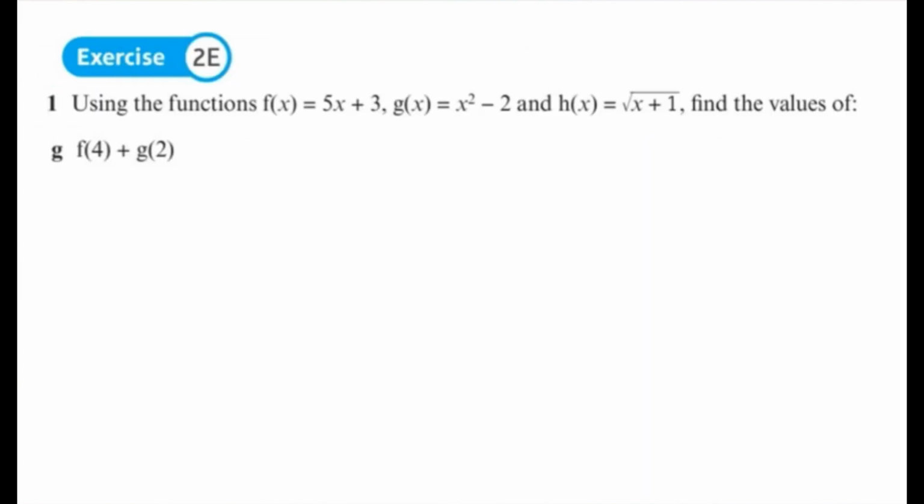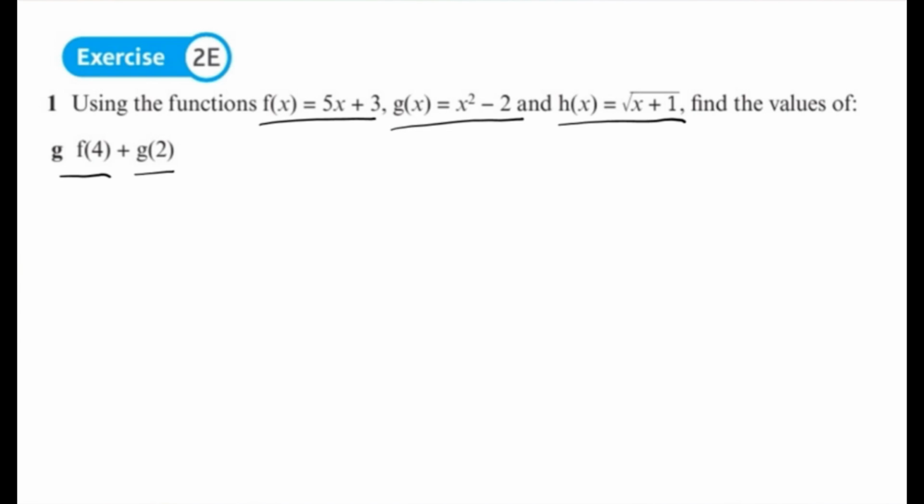Okay. Move to exercise 2E. Using the functions f of x is equal to 5x plus 3, g of x is equal to x squared minus 2, and h of x is equal to root x plus 1, find the value of f(4) and g(2).